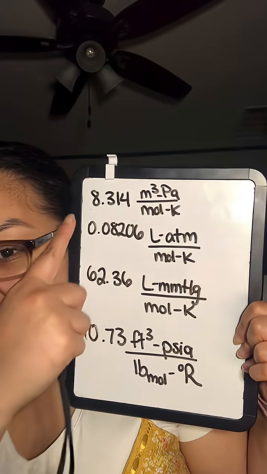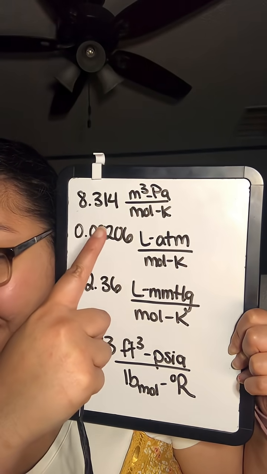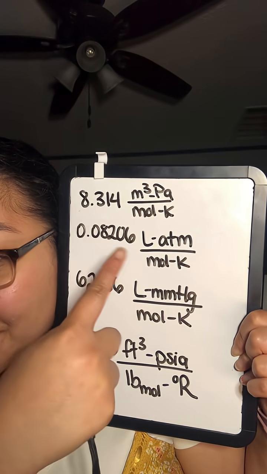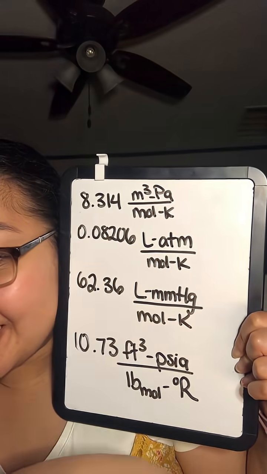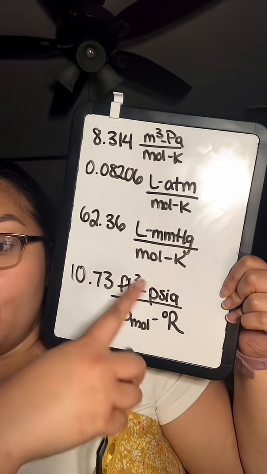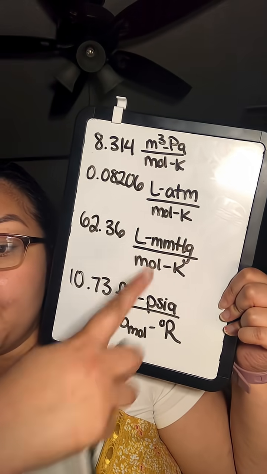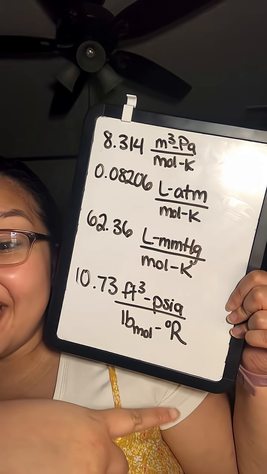Most commonly, we have 8.314 meters cubed Pascal per mole Kelvin and 0.08206 liters atmosphere per mole Kelvin. Yes, I have those memorized. But look, we also have one with liters, millimeters mercury, and feet cube PSI pound mole Rankine. Go find another video explaining degrees Rankine if you don't know what that is.